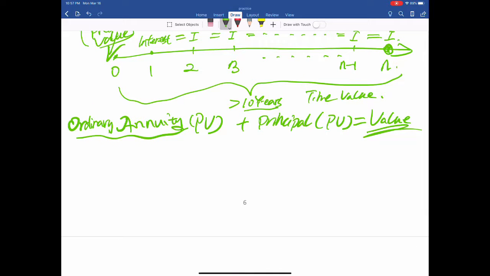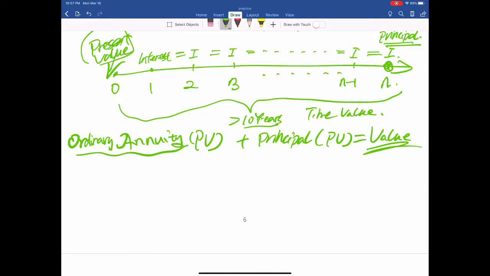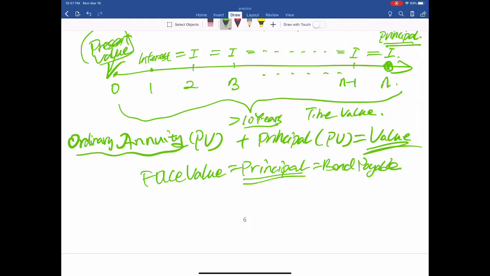So, when a firm issues a bond, there will be a face value which equals the principal. Okay, so it also represents the bond payable from the perspective of the borrower. From the lender's perspective, it is a bond receivable. So this is a liability which is going to be due when the bond matures.